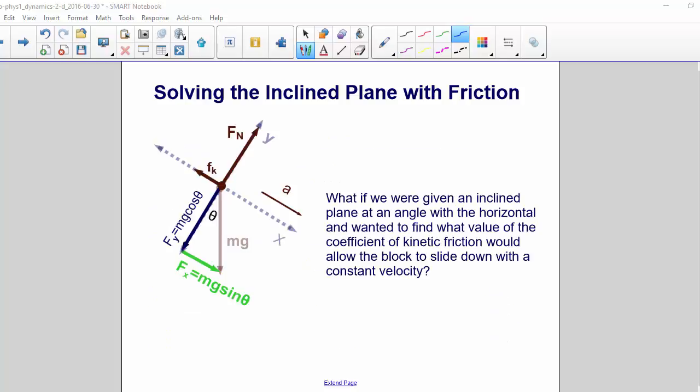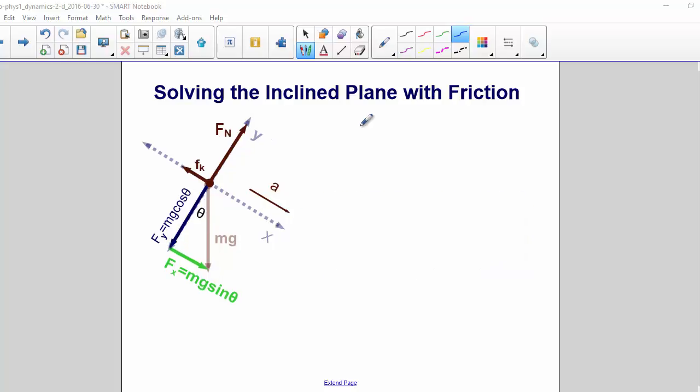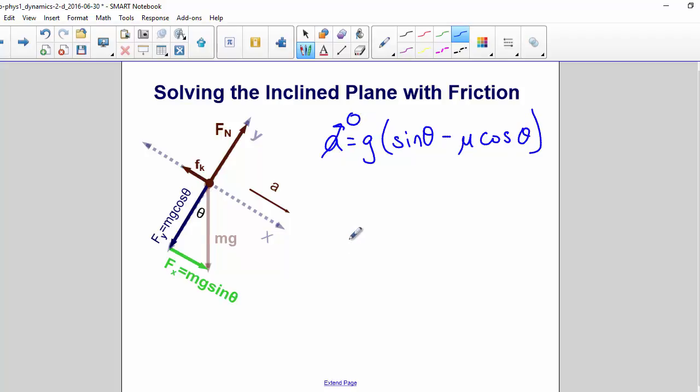Now, what if we were given an inclined plane at an angle with the horizontal and wanted to find what value of the coefficient of friction would allow the block to slide down with a constant velocity? Well, what we need to do is take the previous equation and set a equal to 0. So we had a is equal to g times the quantity of sine theta minus mu cosine theta. So we'll make a equal to 0.